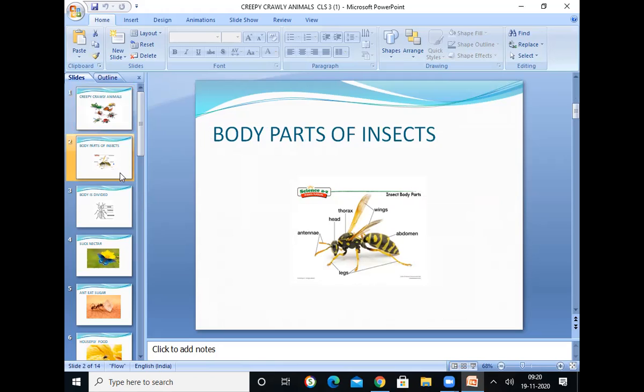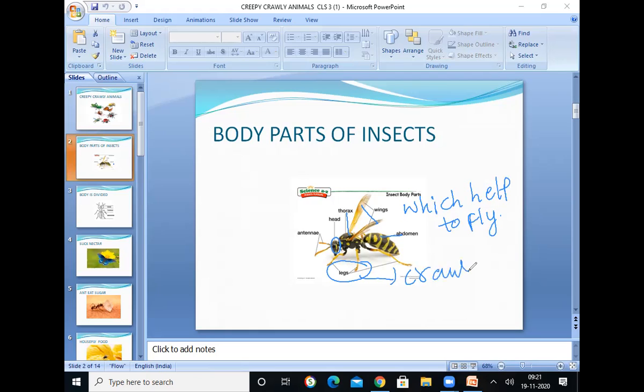Okay. Body parts of the insect. How many body parts are there? 3 body parts. Already we have discussed. What is this one? This is the head. And this is the thorax. This is the abdomen. And next, these two are wings, which help to fly. And next, these are the legs. Because of the legs, they can crawl. They can crawl on the ground.